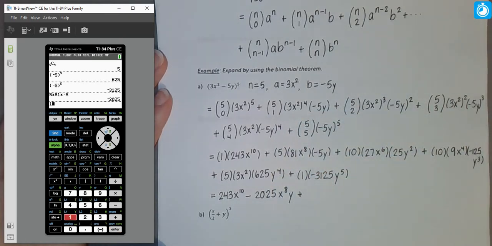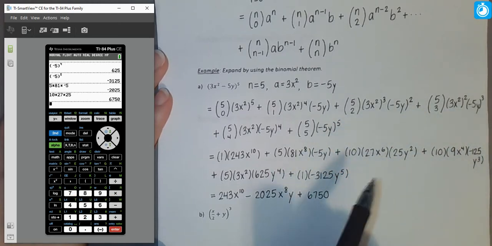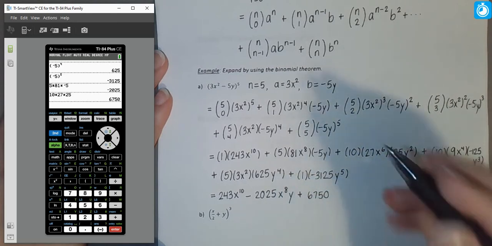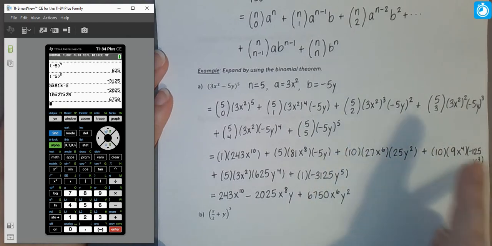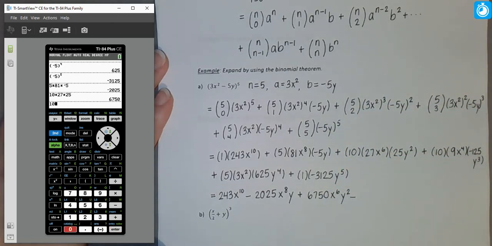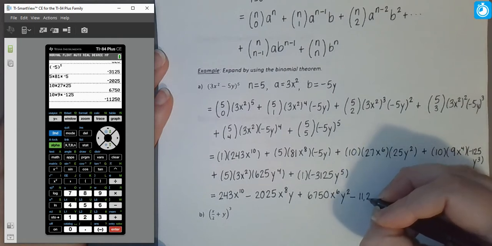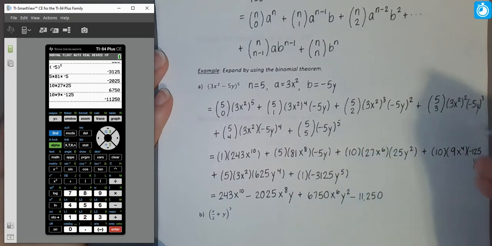So we have 10 times 27 times 25, and so 6,750 times x to the 6th times y squared. Okay, next term. This one has a negative, so it'll be negative again. And we have 10 times 9 times negative 125. Big number, negative 11,250. And then we have x to the 4th and y cubed.